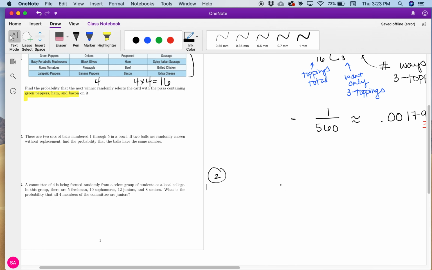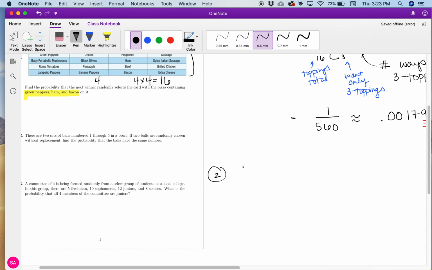Okay. So first we want to think about, is this a combination or a permutation? Well, what are they asking us? What do they want to find the probability of? They want the probability that the 2 balls that they pick out have the same number on it. They don't mention anything about order, right?